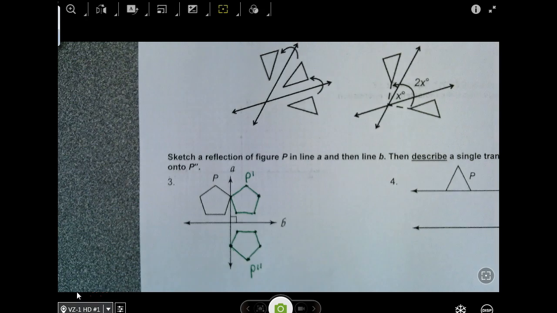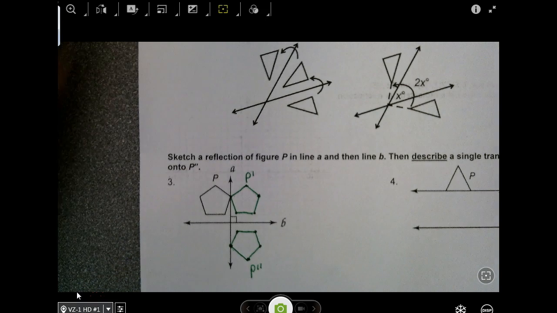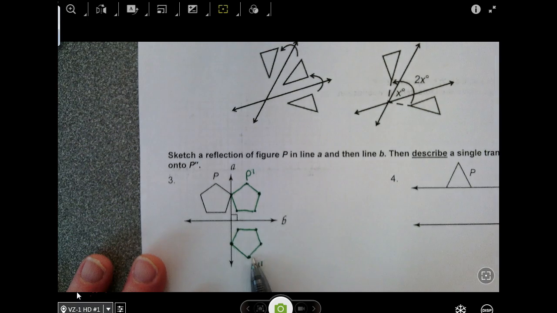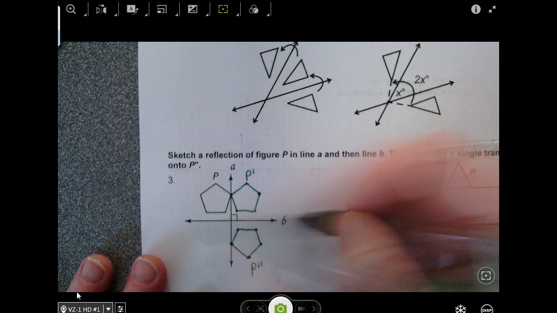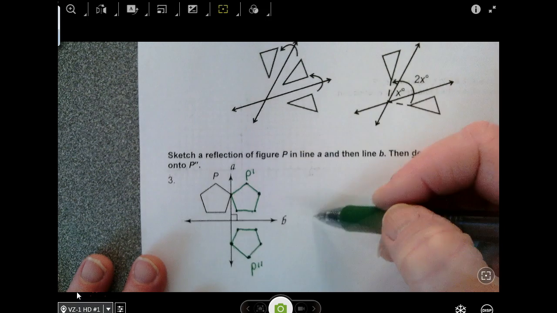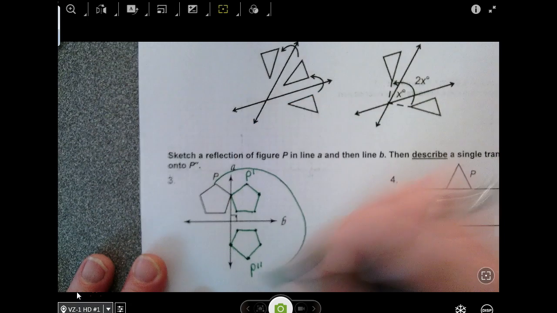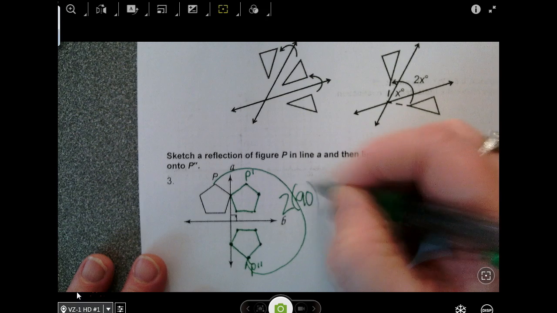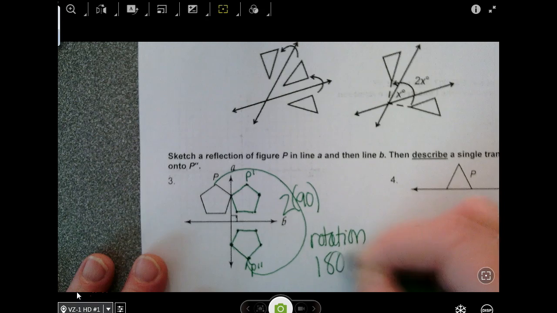Pretty good. But I know we're not going to come out perfect because these are just little millimeters, and this is a tiny little figure. But we got the idea. So it says to describe the single transformation. So you see the lines that we were crossing over were intersecting. It was line A and line B. 90 degrees between them. So what's the total distance this went? 2 times 90. So it's a rotation, 180.